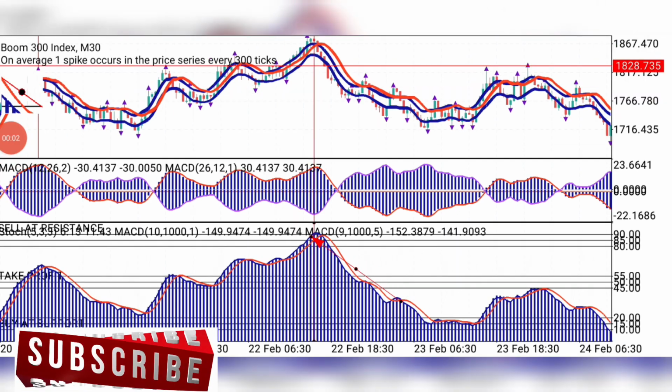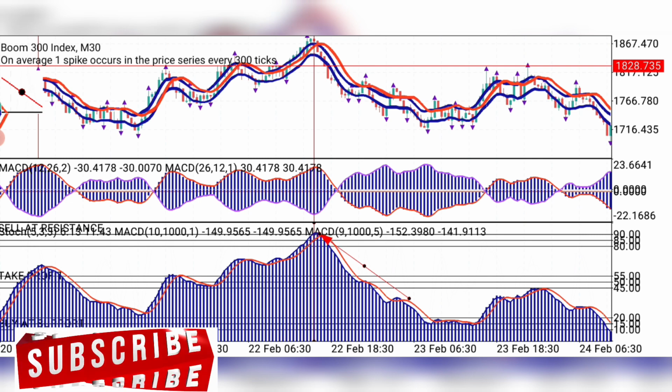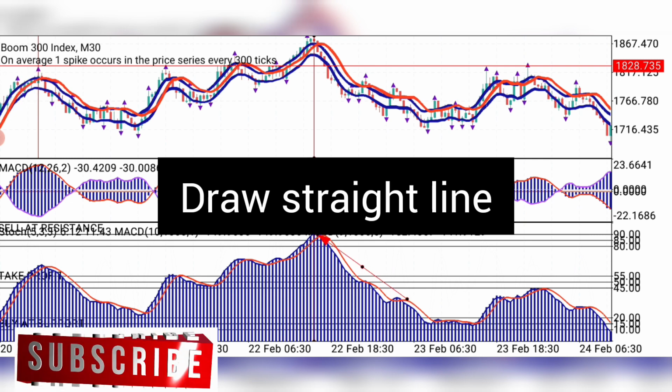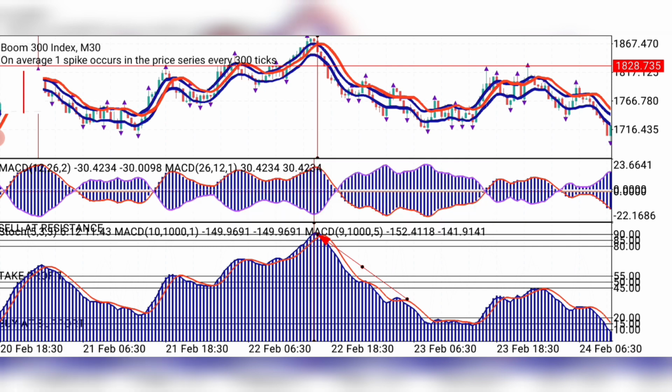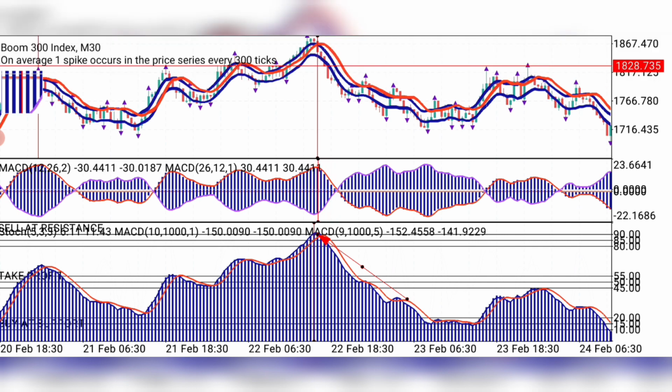Once you've seen something like this, the next thing you should do immediately is to draw a straight line. Once it hits your 90 degrees, just draw a straight line across the market, horizontally and vertically.